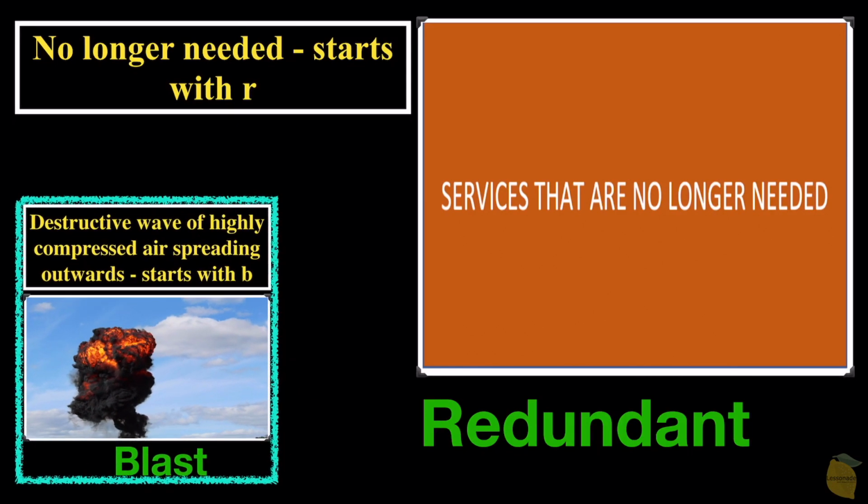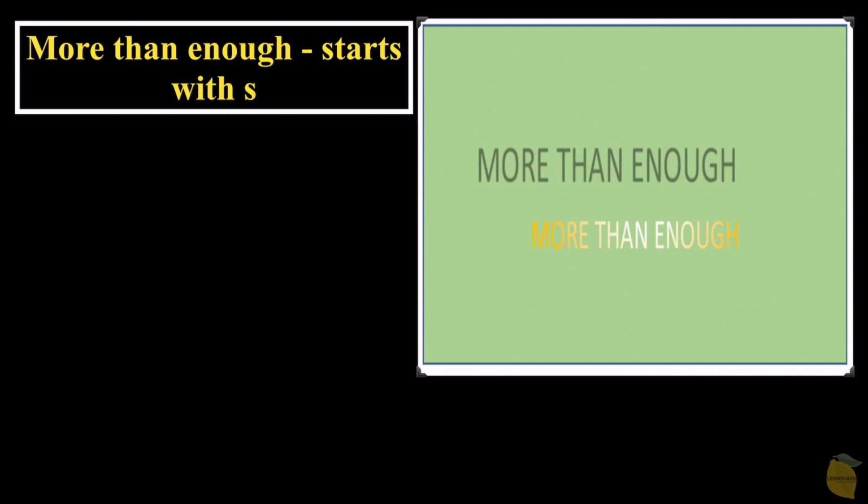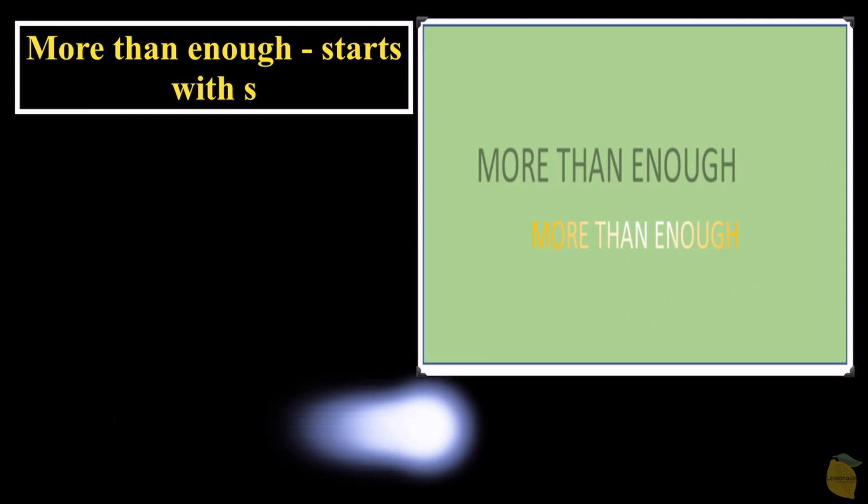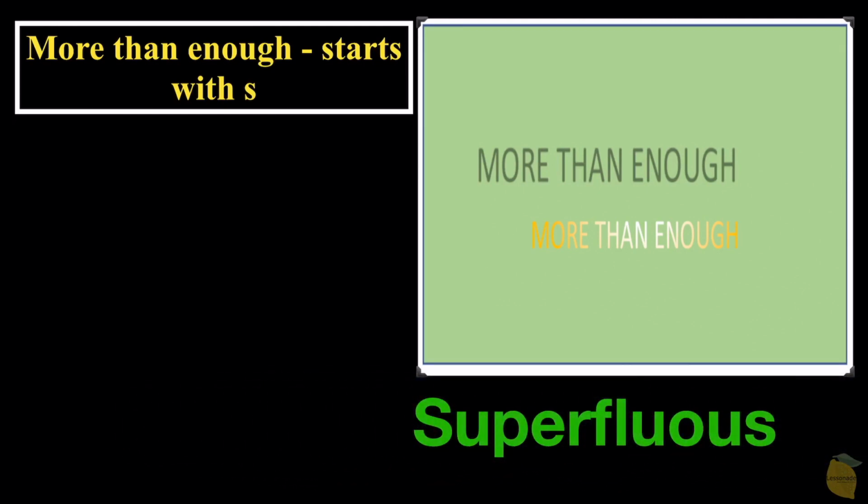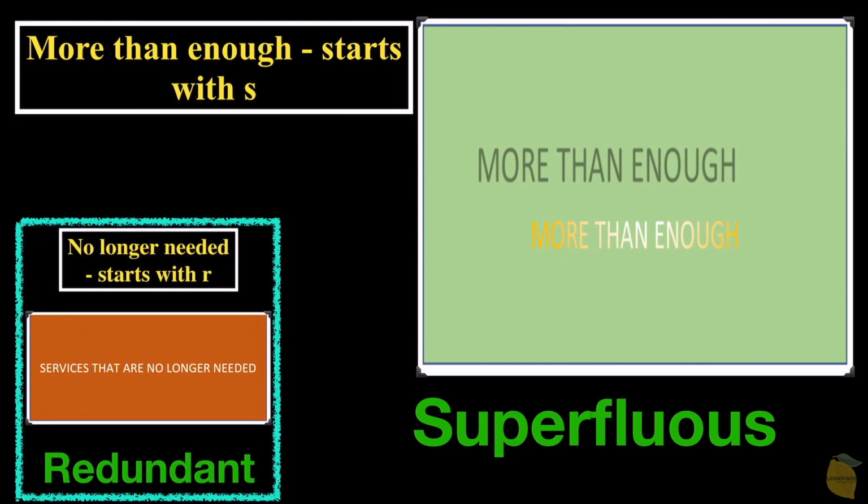Before we go on to the next one, let's recall the previous slide, which was blast. Now let's go on to the next one. The next one is more than enough, starts with S. In this picture, we can see more than enough. So this means the word must be superfluous. So before we go on to the next one, let's once again recall the previous slide, which was redundant.